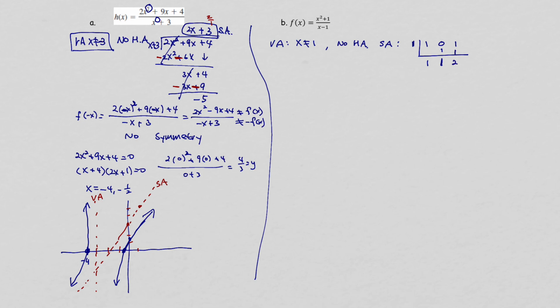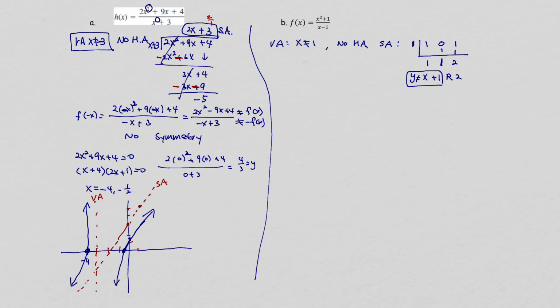So your equation will be x plus 1 with a remainder of 2. So your slant asymptote is going to be x plus 1.